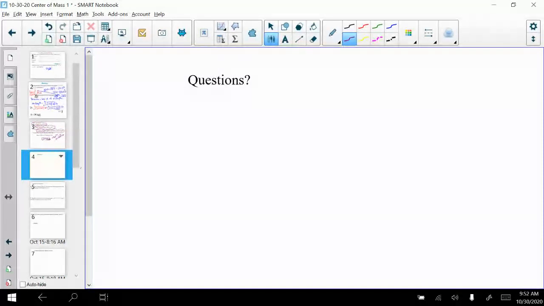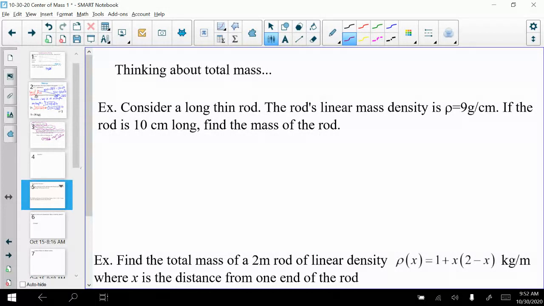Okay, so yesterday we were talking about centroids and moments and mass and all of that. So the first thing I wanted to talk about was just a little bit about total mass. Okay. So we have a linear mass density. A linear mass density means this is the mass per centimeter. So I have this little thin rod, and it runs along my x-axis, and it's physics, so it can be infinitesimally thin or whatever. But what they're saying is the linear density is 9 grams per centimeter.